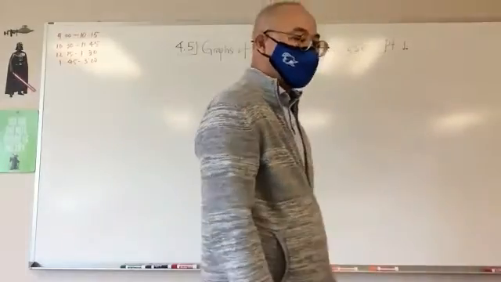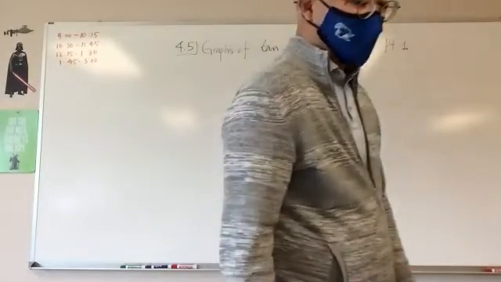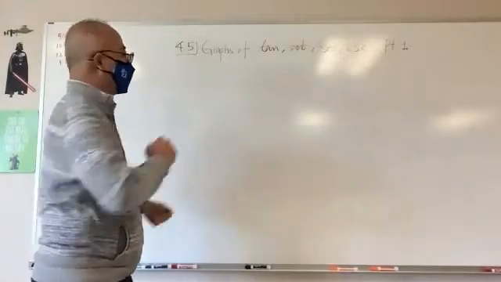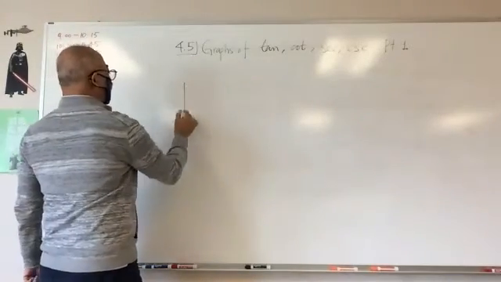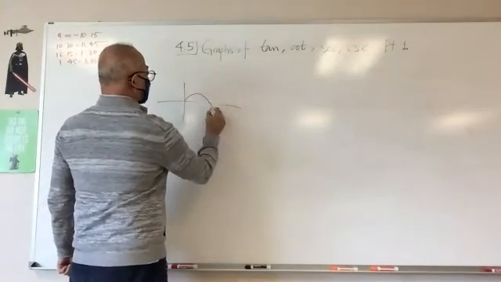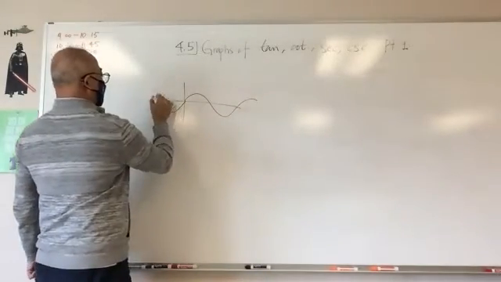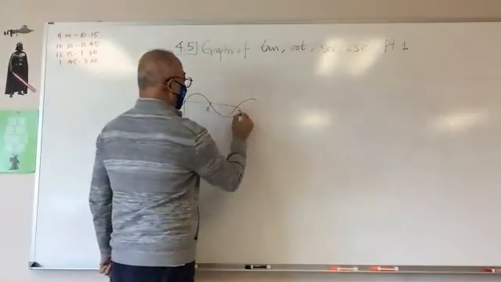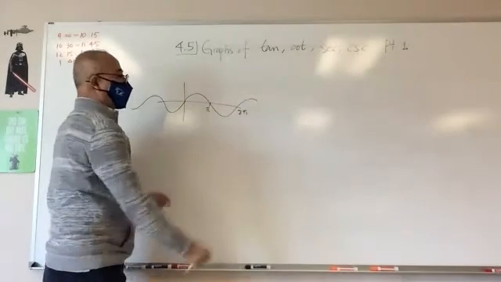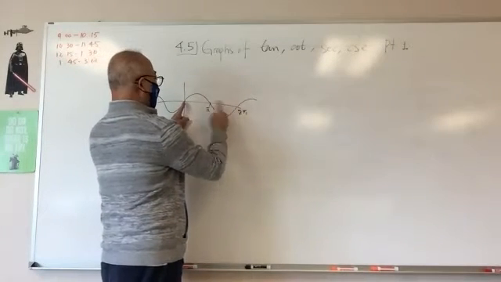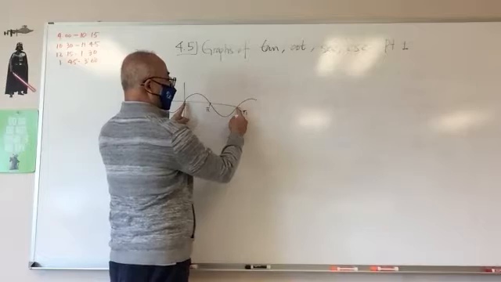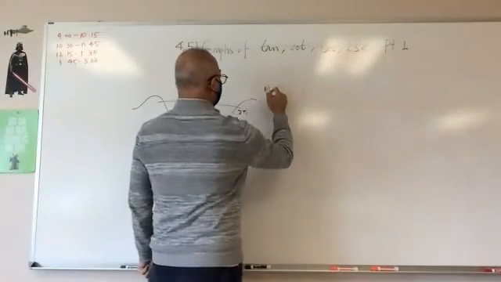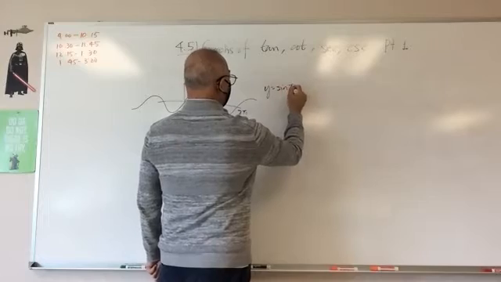Graphs of tangent, cotangent, secant, and cosecant. We talked about sine and cosine, right? We said that the sine looks like this, starts from the origin, and it goes like this. Pi, 2 pi, where the period is 2 pi. It takes 2 pi to replicate itself, right? Okay, this is y is equal to sine x.